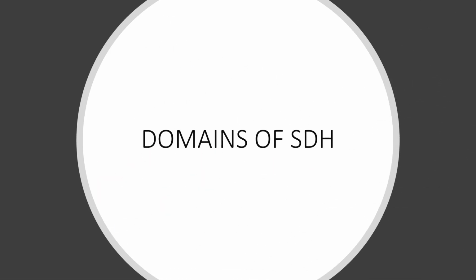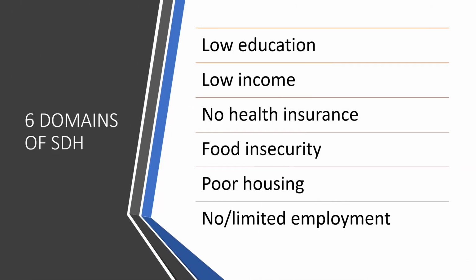What are the domains of social determinants of health? We have 6 domains. The first one will be low education, then low income, no health insurance, food insecurity, poor housing, and number 6, no or limited employment.